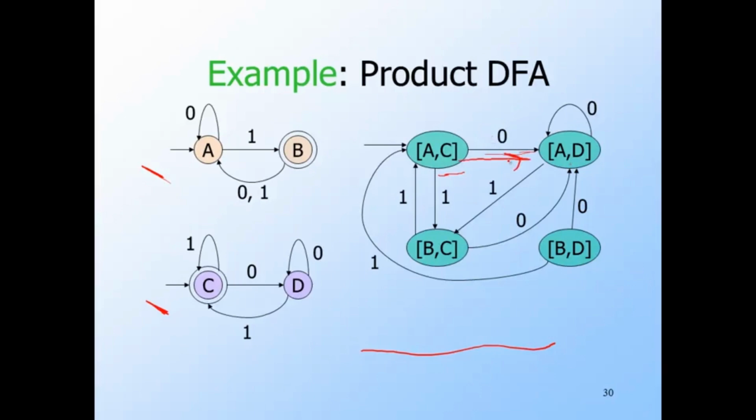For another example, where does AD go on input 1? Well, the orange automaton says A goes to B on 1, and the purple automaton says D goes to C on 1. So on 1, AD goes to BC. That's this transition there.